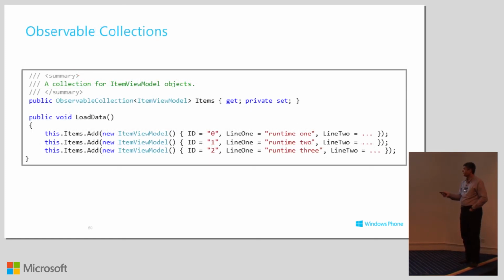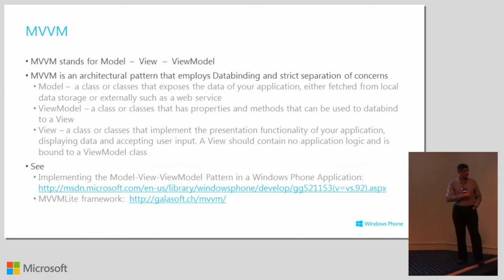So I have an ItemViewItems property which is implementing an ObservableCollection of the ItemViewModel, and I am adding these to the collection, and then I just bind that to the ItemsSource property.